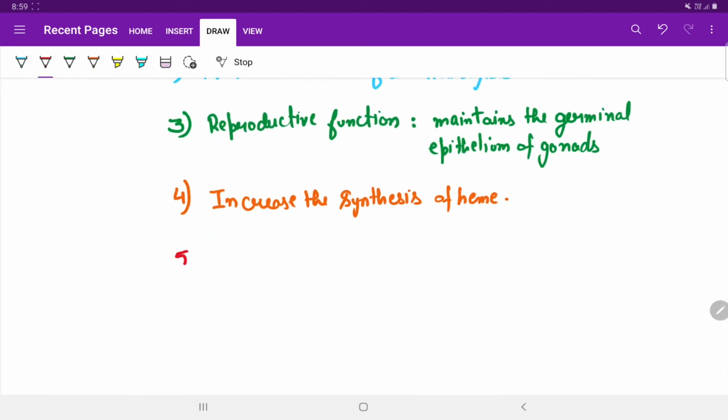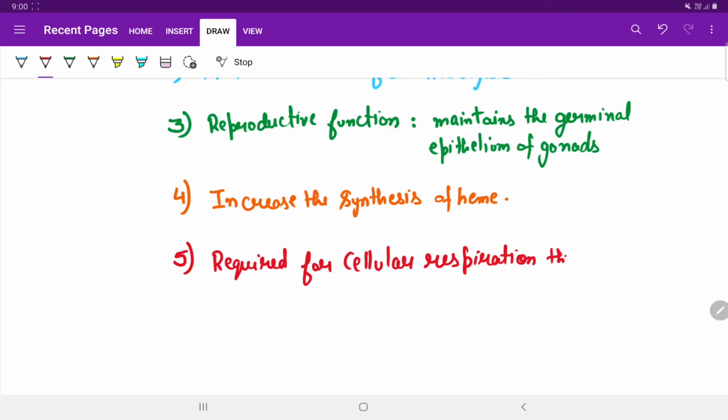So the next function is it is required for cellular respiration through electron transport chain. It is believed to stabilize the coenzyme Q that is important in the cytochromes of electron transport chain.